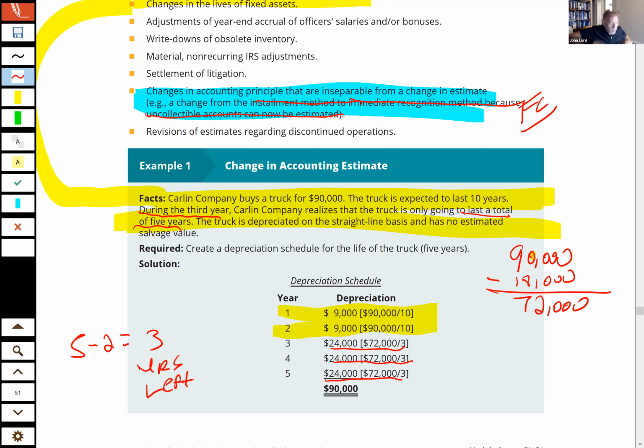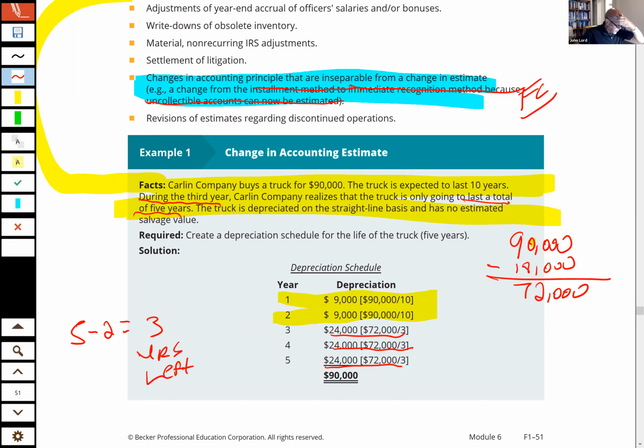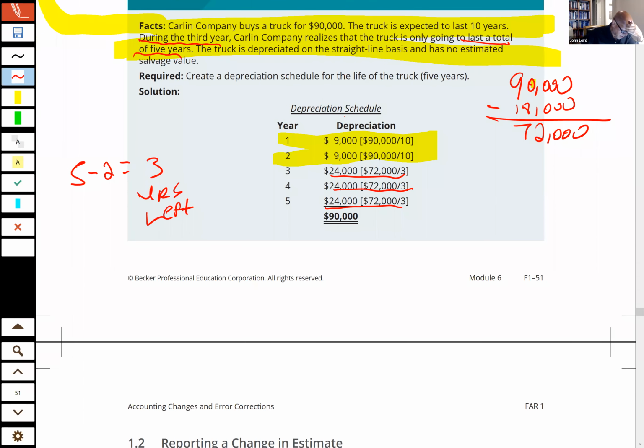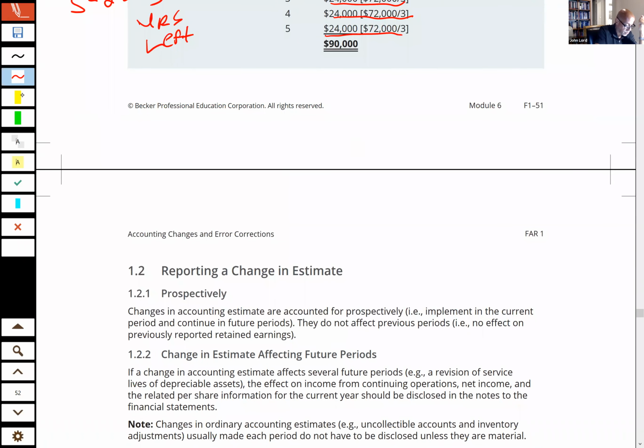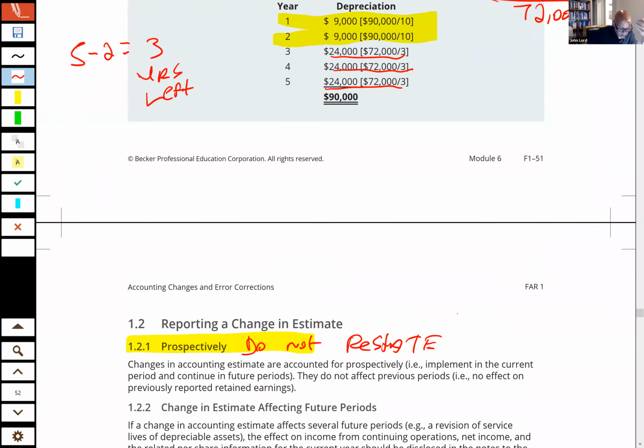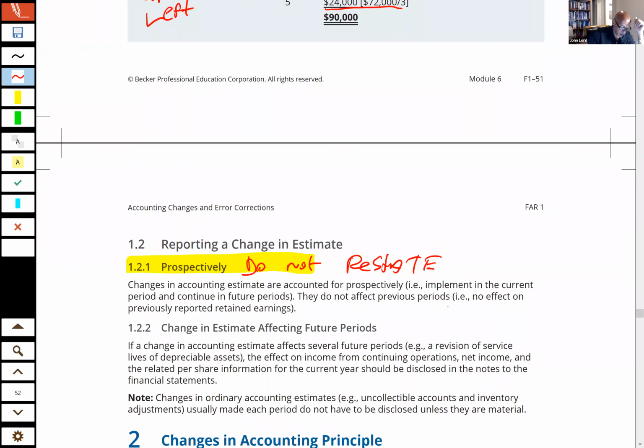Now, there is no more installment method, so they should get rid of that example. Now we say that a change in accounting estimate is handled prospectively, meaning do not restate. We don't go back in that example to years 1 and 2 and say, oh, it only had a 5-year life, so the depreciation should have only been 90,000 divided by 5. No, we just go forward with the new estimate.